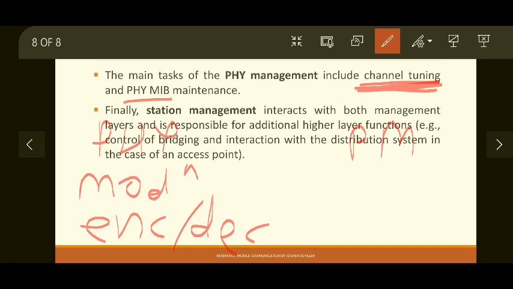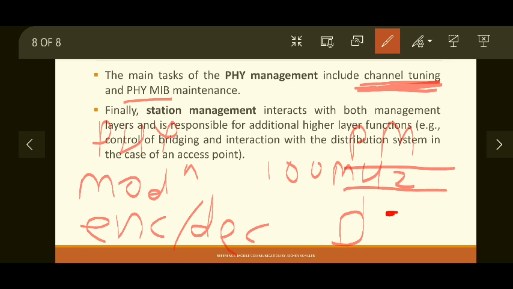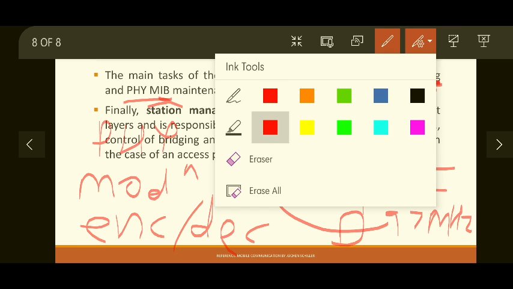Okay, so if a medium is free and let's say 100 megahertz frequency is available, and my current radiation is at 97 megahertz, that is the user device's radiation is at 97 megahertz, then to move from 97 to 100 you need channel tuning, that is done by the physical management. And similar to MAC management, physical management also maintains an information database, and maintaining that database is done by the physical management layer.